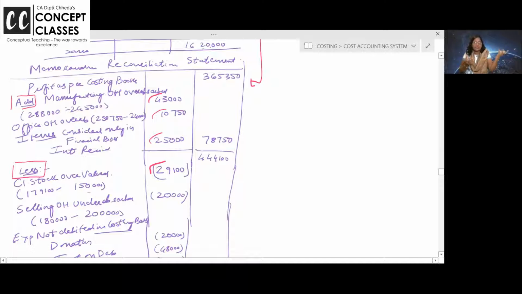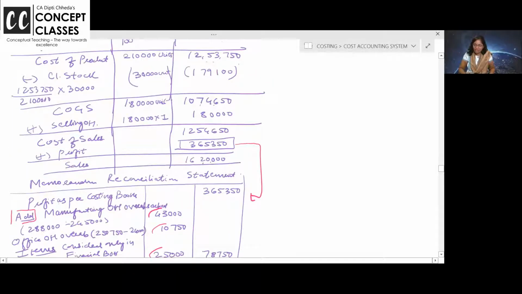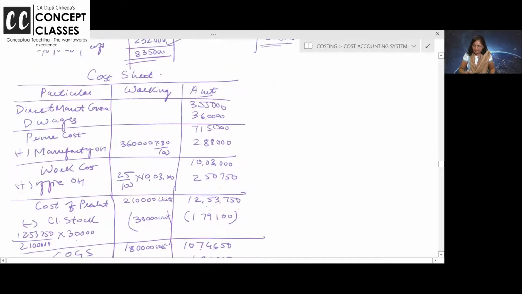So, 20,000. Selling overhead, you have charged less in the costing books. In financial books you have charged 2 lakh. In costing, you have charged 1,80,000 per unit. So you charge more. If you charge 20,000 more, what is the impact on profit? It will reduce. Less. Now, next.